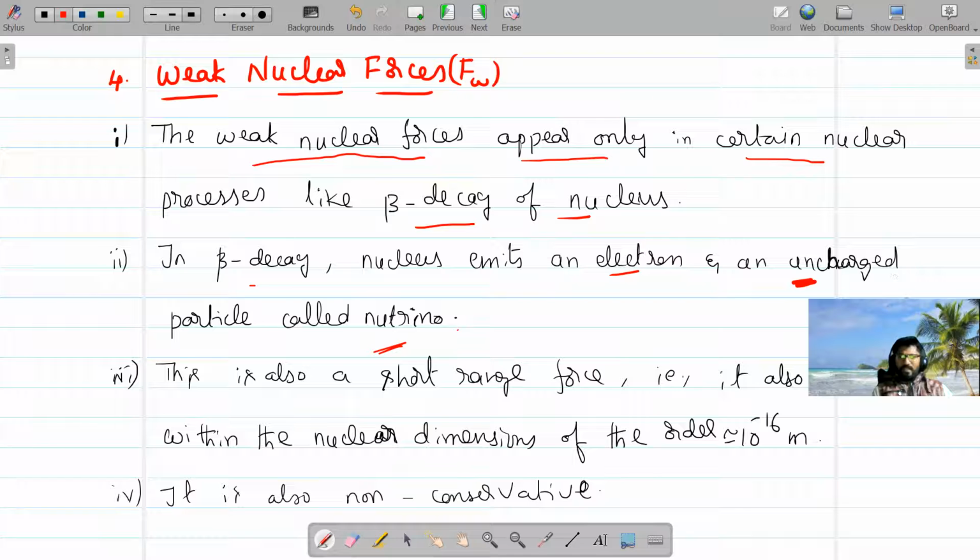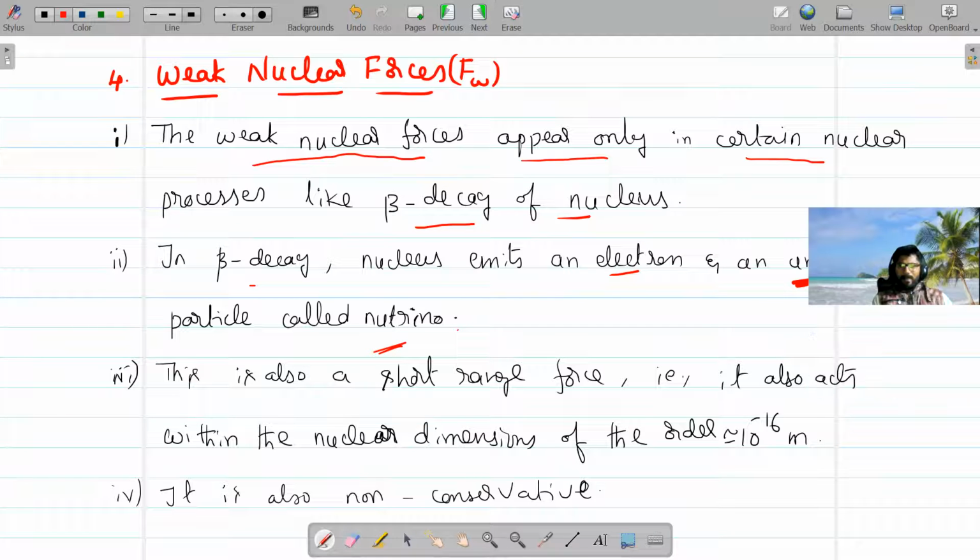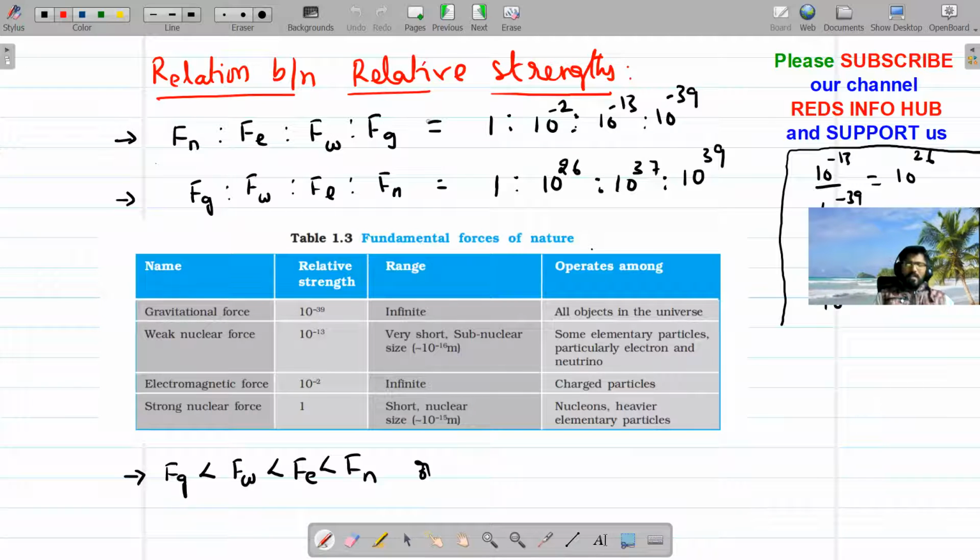That is, this also exists within the distances of 10 power minus 16 meters, within the nuclear dimensions. And these weak nuclear forces are also non-conservative forces. So these are a few important points you have to remember about the fundamental forces in nature. What are those? Gravitational forces, weak nuclear forces, electromagnetic forces, and strong nuclear forces. You can remember them in any order.